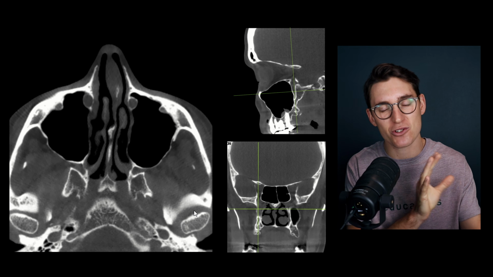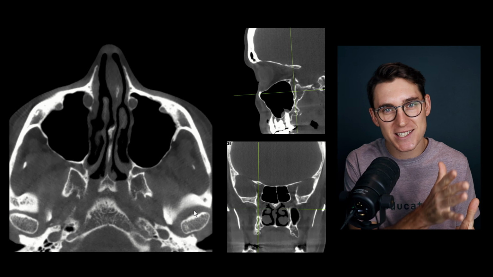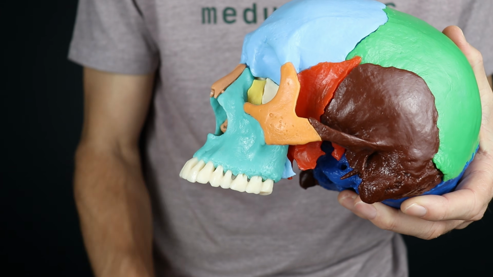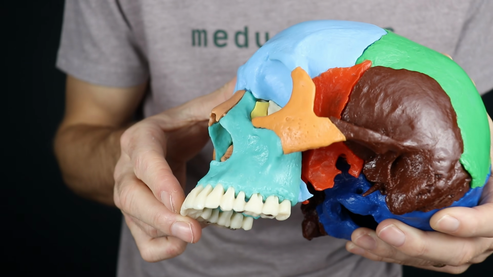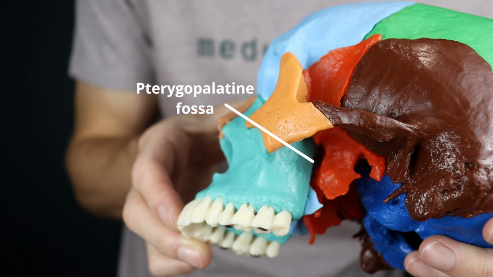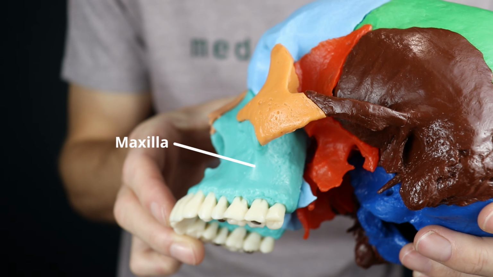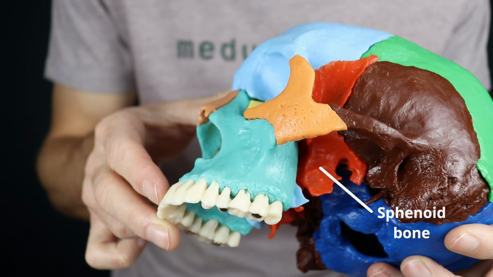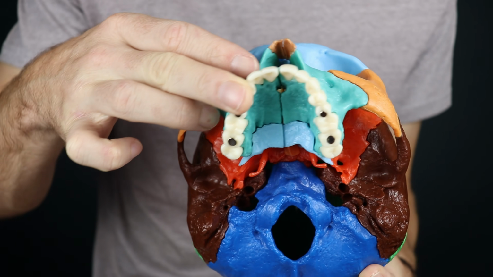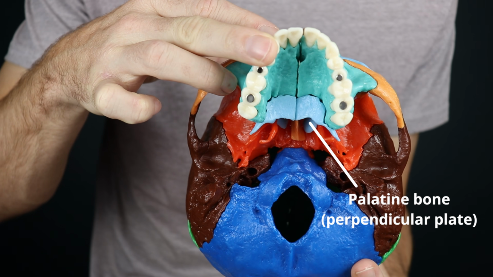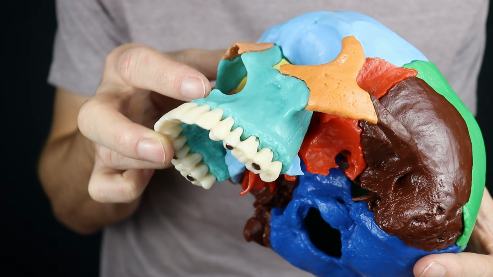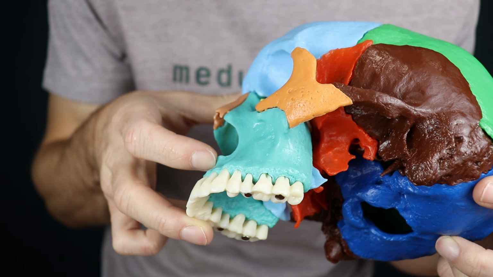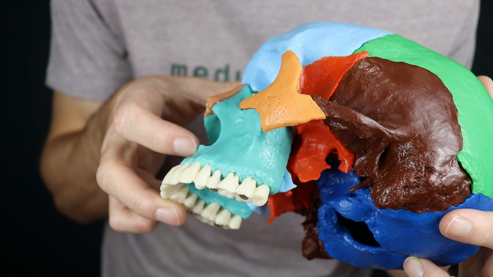If we look at a lateral view of our 3D model, we can see a shallow fossa being formed between the neurocranium and the viscerocranium. This is the Pterygopalatine Fossa. Anteriorly, you can see the maxilla, posteriorly, the sphenoid bone, and medially, the perpendicular plate or perpendicular part of the palatine bone. We can see this fossa also lies medial to the infratemporal fossa. It lies deep in the face.